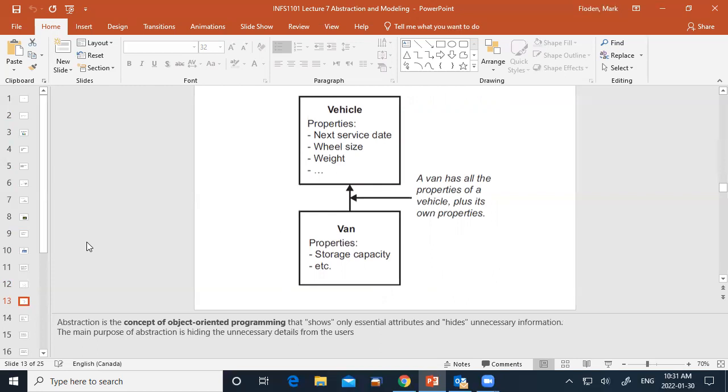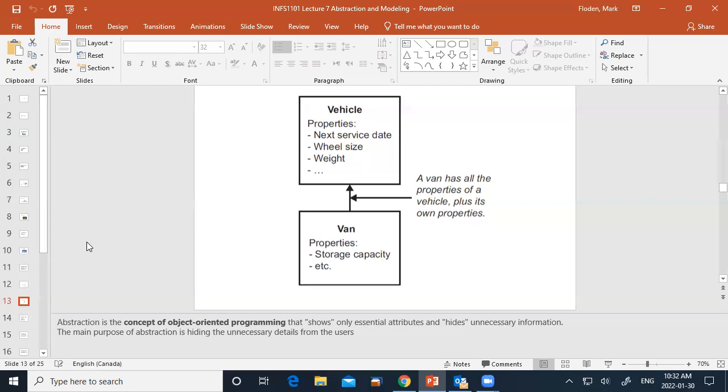Now, in this diagram, we have an abstraction that has now been represented by a model. In our model, we have a vehicle, and a vehicle has various properties. But we have another object, which is our van, and the van has the same properties as any other vehicle. That's mentioned here, right? The van has all the properties of a vehicle, plus it has some of its own properties. If we had a rental company and we were storing information about all of our vehicles, when it came to vans, we would store some information that we didn't store about the other vehicles. So that's what it means here.